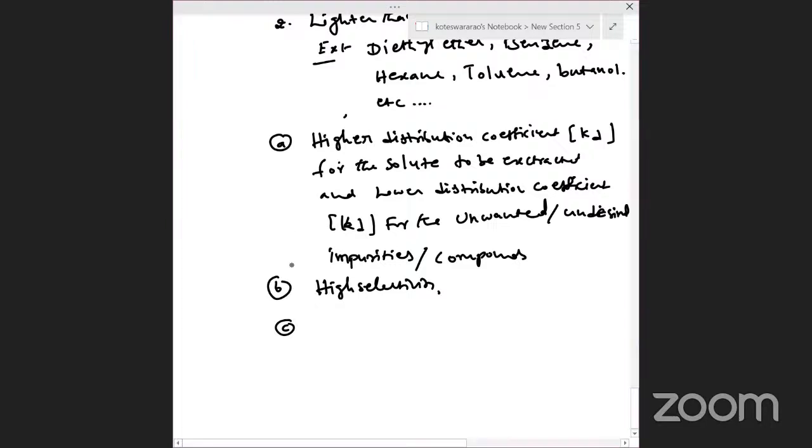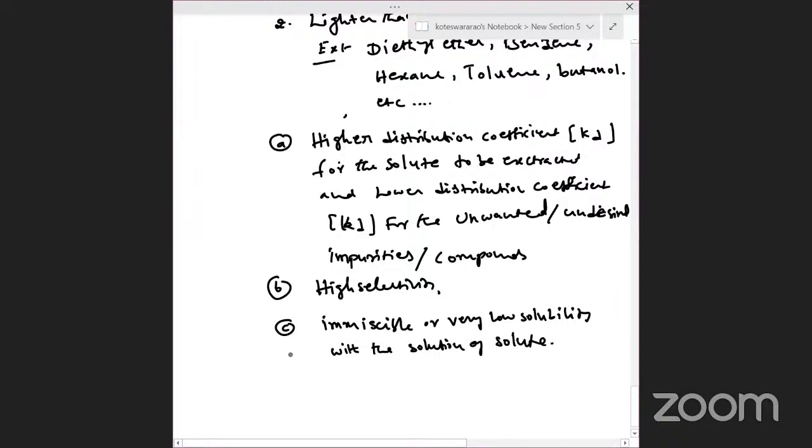Therefore, the solvent should be immiscible, or you can call it very low solubility, solubility with the solution of the solute.